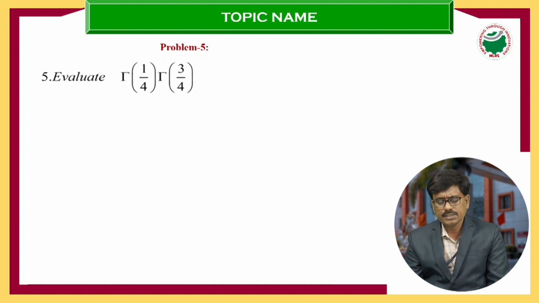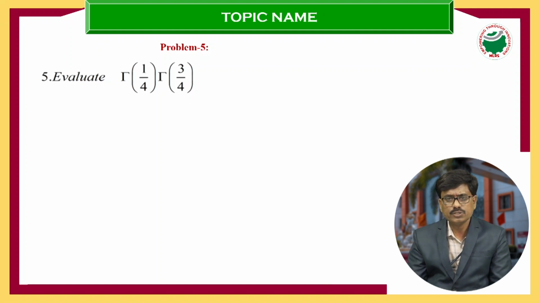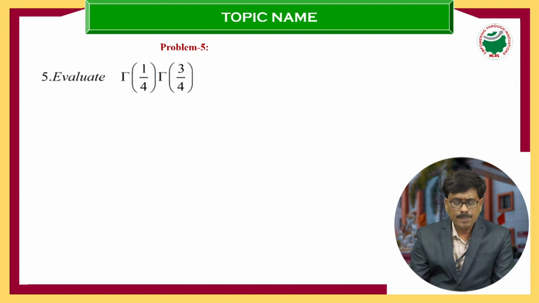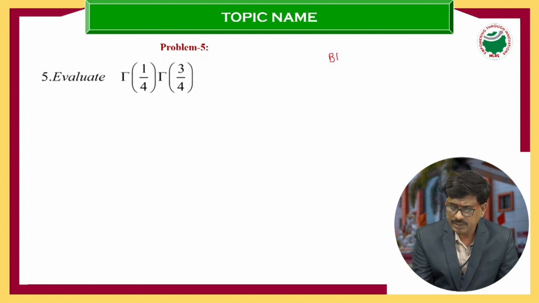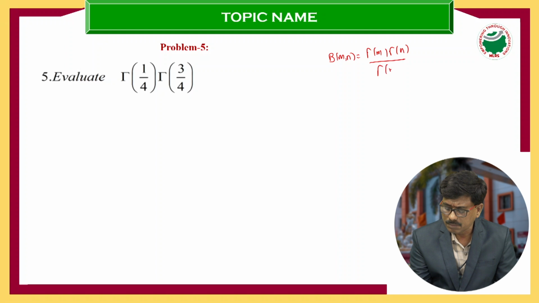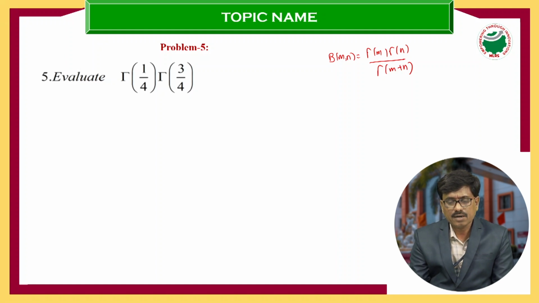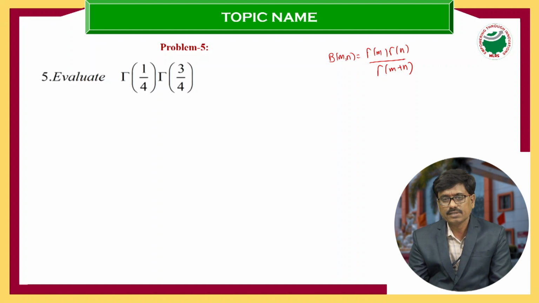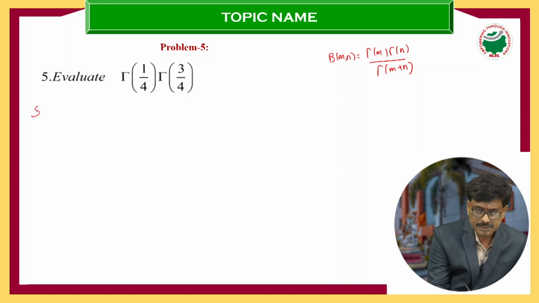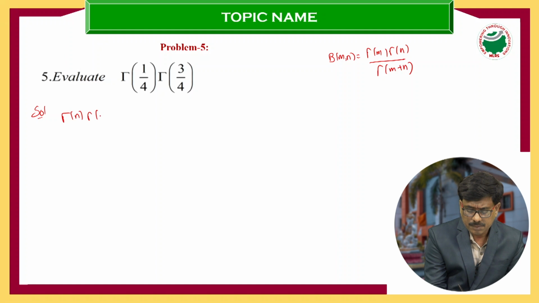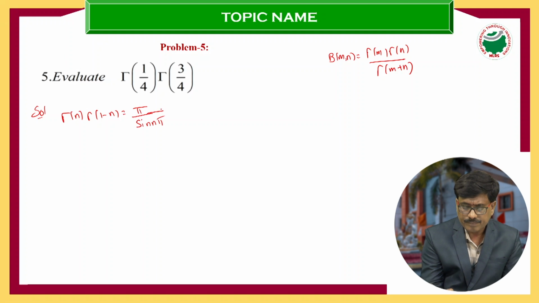With this duplication result, we are going to take one example problem to evaluate such duplication formulas. Already I told you most of the time we convert beta into the gamma function, gamma m, gamma n divided by gamma of m plus n. Even though the denominator becomes 1, we can't evaluate the numerator gamma values of such an integral. In such cases, we need to convert into the duplication formula. What is the duplication formula? Gamma of n, gamma of 1 minus n is equal to pi by sine n pi.